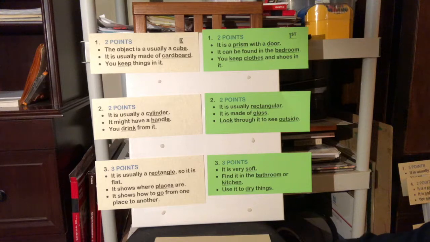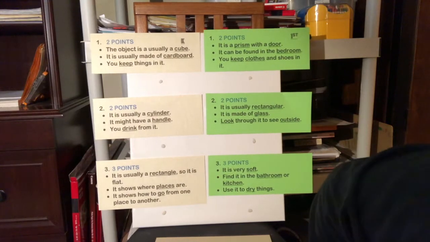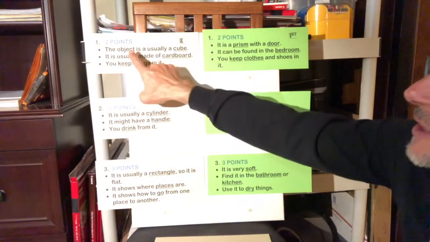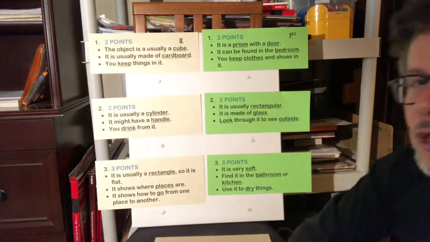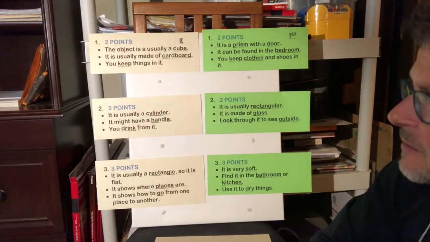Kindergartners, this is for 2 points. The object, which you can find in your house, is usually a cube. It is usually made of cardboard. Usually means not always, but a lot of times. You keep things in it. It is usually made of cardboard, and you keep things in it.